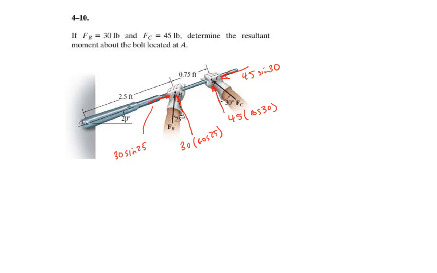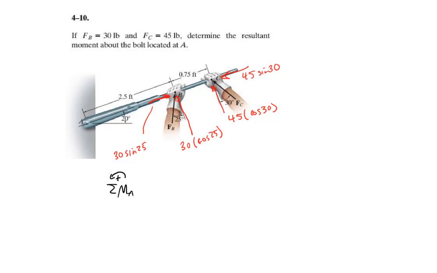Alright, when you do all that, you can see that these are the two components that have perpendicular lever arms. The line of action of these two components goes through the point of rotation, point A, so we actually don't even have to consider them. So let's sum the moments about point A.